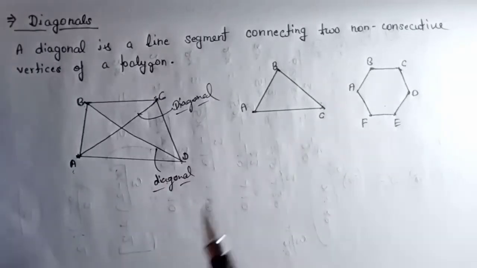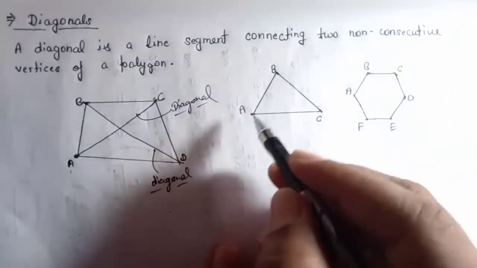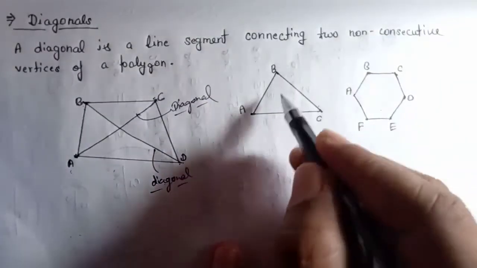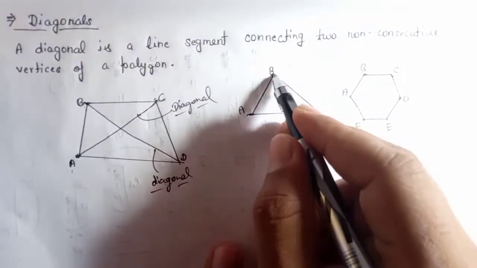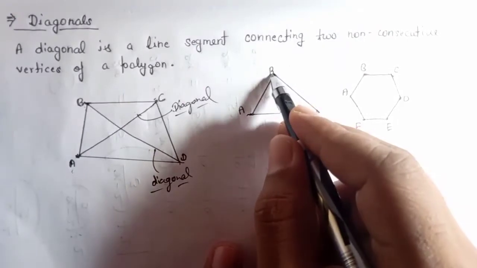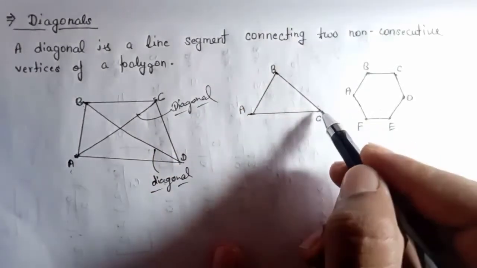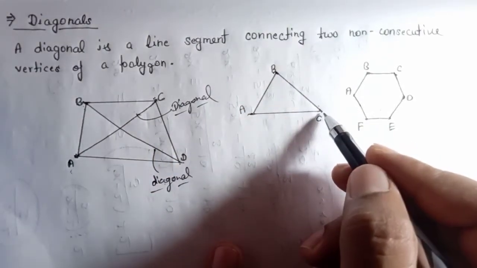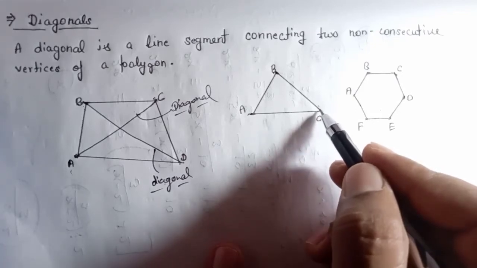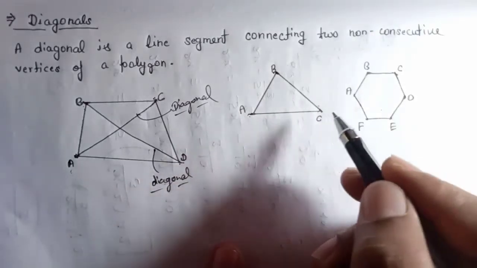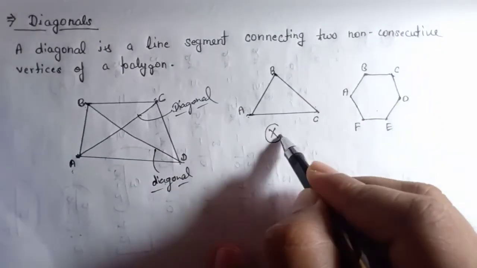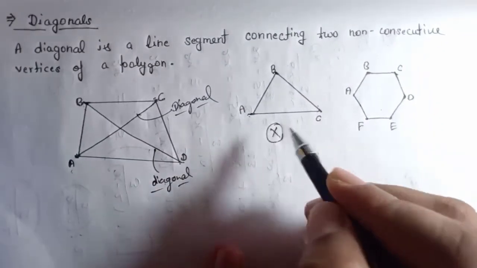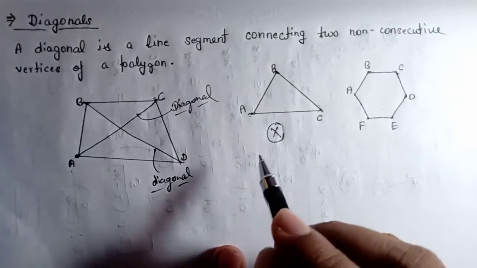In case of a triangle, you can see it is A, B, C. Three vertices are there, and A and B are consecutive. Just after A we get B, and if we select C as a non-consecutive vertex, you can see it is consecutive for A then C. There must be a gap of at least 1. So we can see that there is not any diagonal in this triangle.